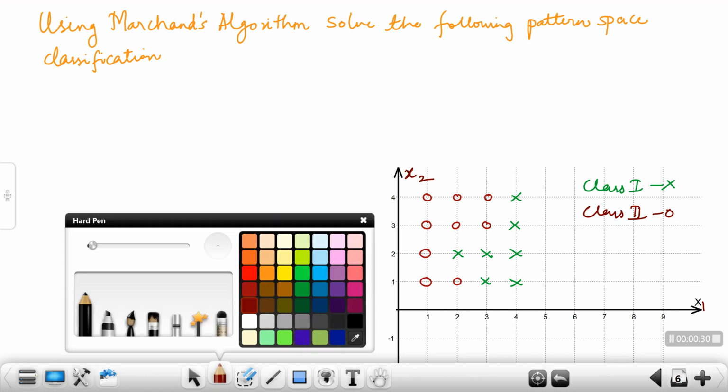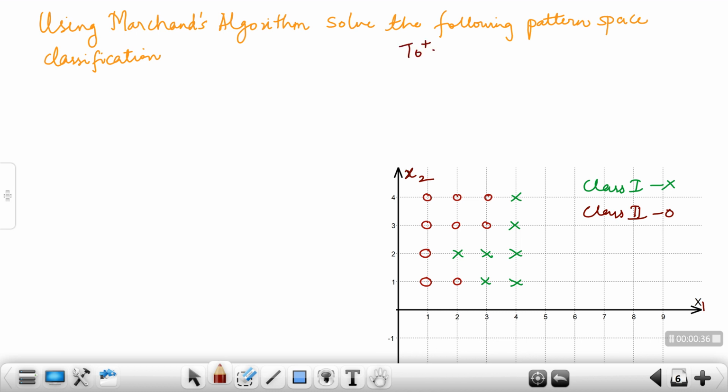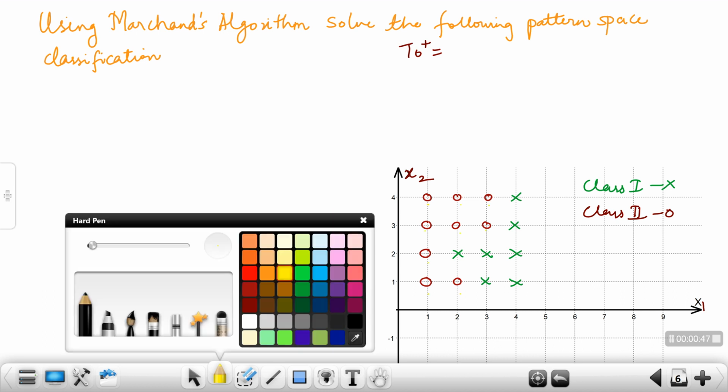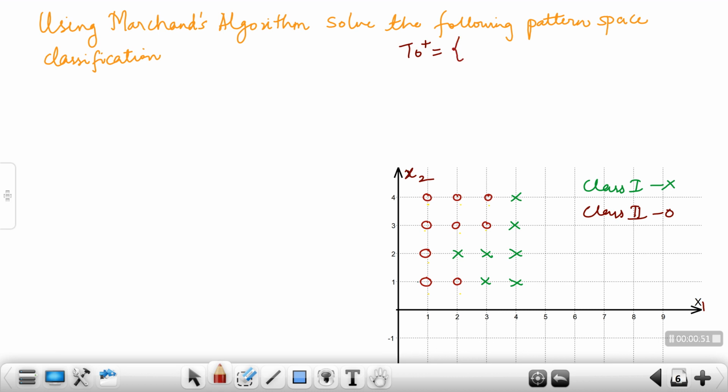At the first stage, we shall write the set T0 plus. So what is T0 plus made up of? We shall write all the points. How many points are there in T0 plus? 1, 2, 3, 4, 5, 6, 7, 8, 9 points. So we shall write which are the points.